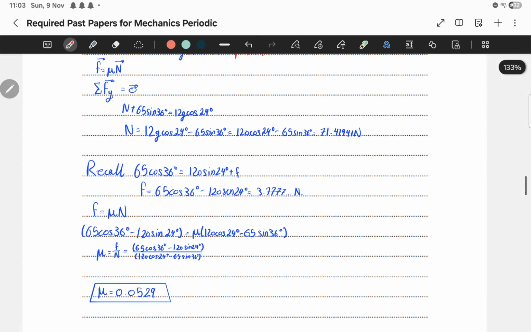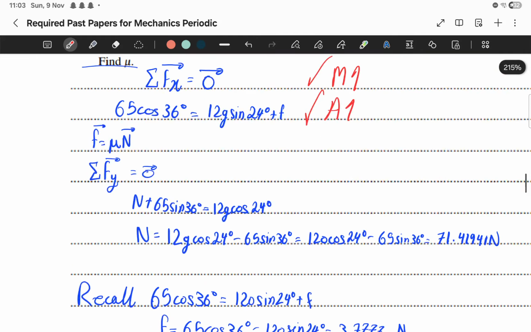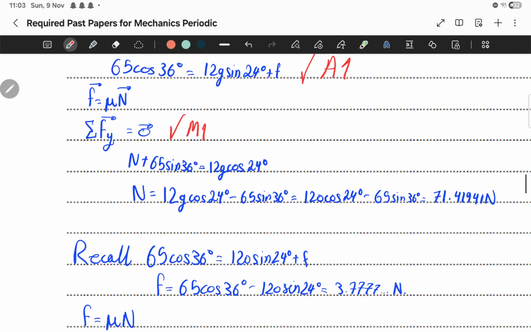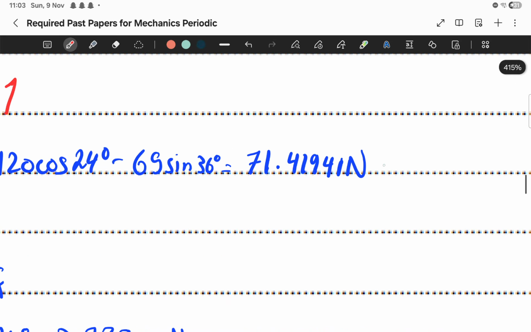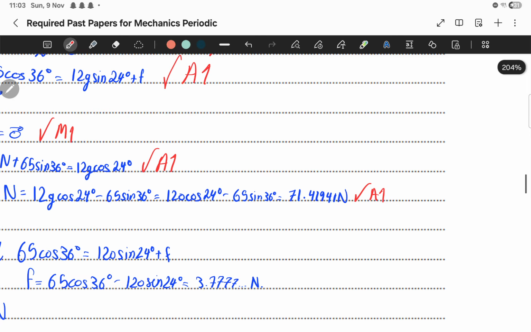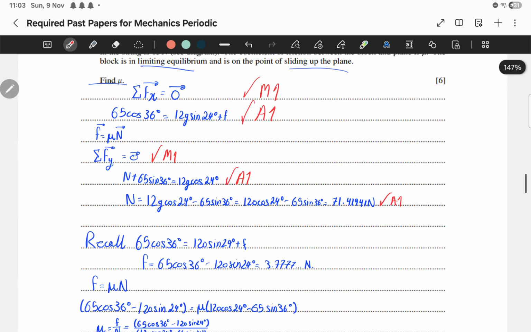Attempt at resolving perpendicular to the plane, so sigma of y, M1, 120 cosine 24 equals R plus, which is in our case N, 65 sine 36, A1. This gives you R to be 71.41. Oh, perfect. I got this one exactly. Yes. So A1. The significant figures are really confusing. They tell you leave your answers to 3 significant figures, but they don't do it in the marking scheme.